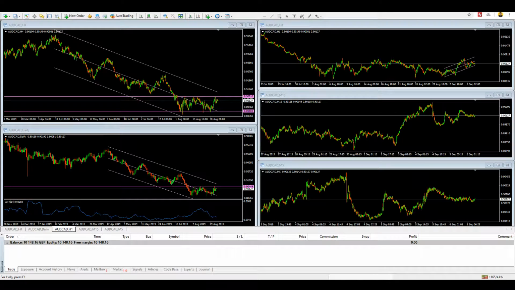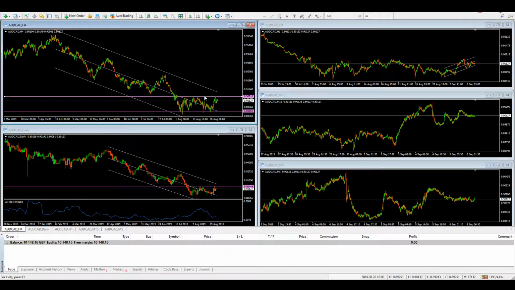Today is Friday, the 6th of September 2019, just coming up to 7 a.m. UK time. And today, being a Friday, not looking to open any positions, but I'll still go through the market just to see, in case you do trade, what opportunities there are, and obviously to see what Monday could hold as well. So let's start off with AUD JPY.